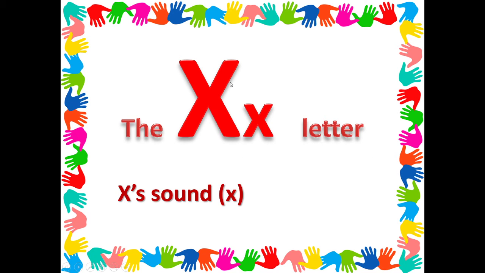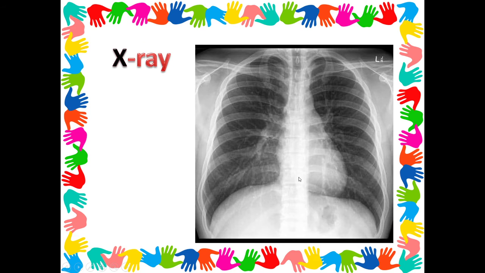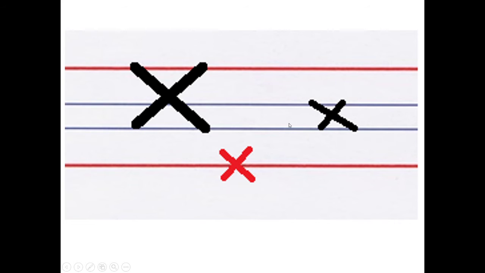X. X capital, X small. Now, what's the sound of the letter X? The sound of the letter X is X. Okay, this is the sound of the letter X. X, xylophone. X, X-ray. Now, how do we write the letter X?